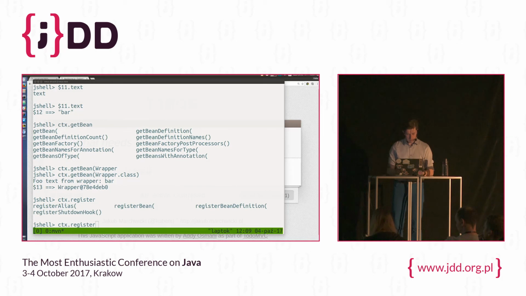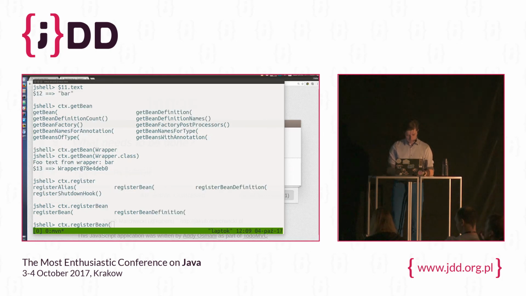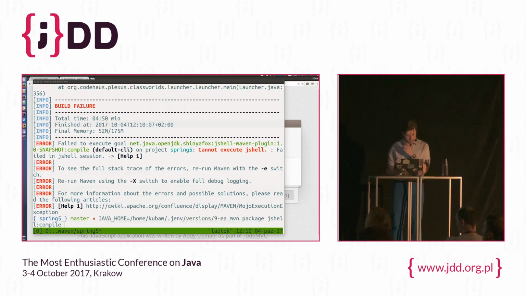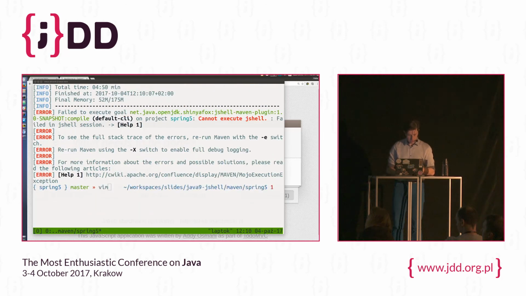Let's register bean a foo class, and do hello, supplier new foo. Whoa, that nobody expects. Well, my JShell just blew away. Sorry for that. I'm slightly running out of time, so I will not repeat it. It was a JShell compile.